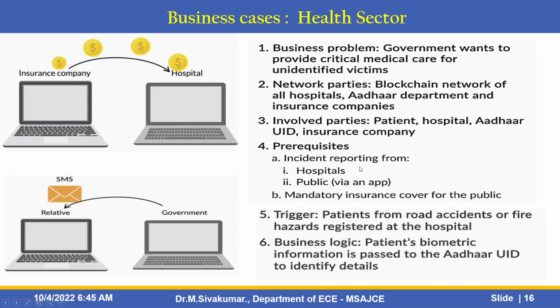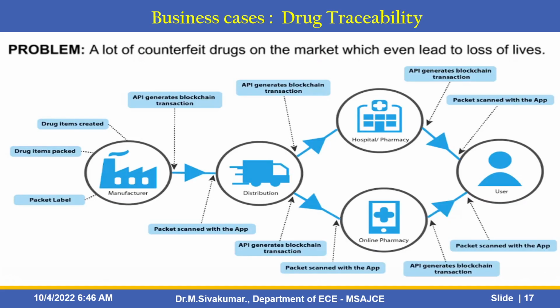What are the prerequisites? Incident reporting from hospitals and the public, now done via an app, and mandatory insurance cover for the public. Then the trigger event: a patient from a road accident or fire hazard registered at the hospital. The final one, the business logic. The patient's biometric information is passed to the Aadhaar department to identify the details. So the process is very fast. The user can get the insurance value, and the hospital is also able to access the insurance company to get the money for the patient. Then the next one is drug traceability.